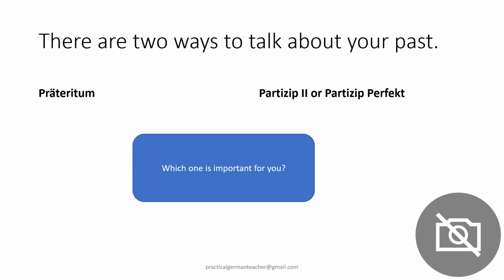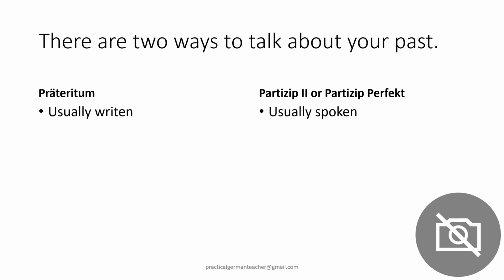But I think for you, Partizip zwei is more important for daily life. For, as they say, gesprochenes Deutsch. For spoken German, Partizip zwei or Partizip Perfekt is more relevant. There can be even more differences between them. We can talk about them in later sessions. As I said, you will see Präteritum when you are reading a book or a newspaper. Usually, Partizip zwei is used in spoken German, or as they say, gesprochenes Deutsch.